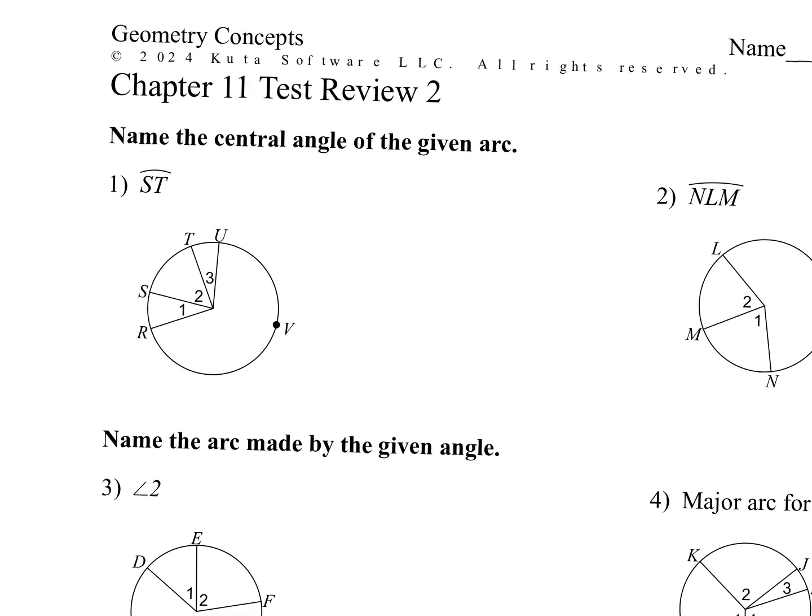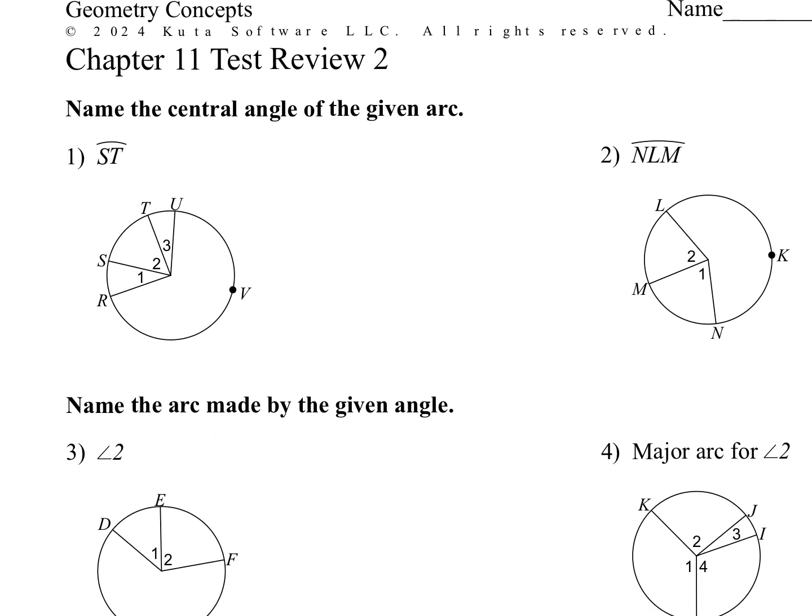Okay. Chapter 11 test review. Looking at number 1 and 2, it says name the central angle of the given arc. Now with these on 1 through 4, I want you to label or draw what they give you.